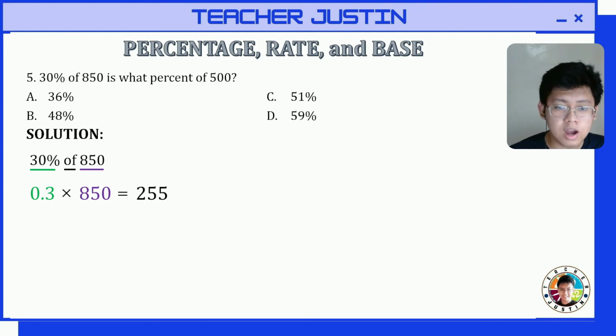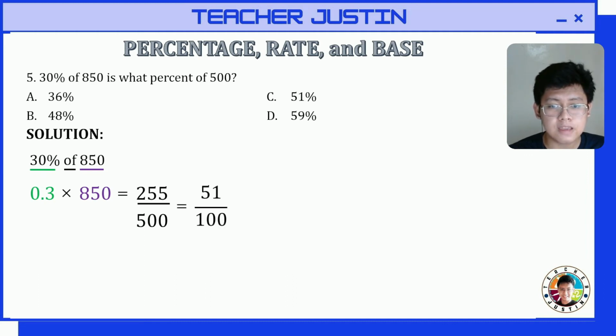Now, yung 255 na yan, ilang percent siya ni 500? So, ang gagawin lang natin is i-divide natin si 255 by 500 to get the percent. Now, 255 over 500, para mas madaling i-divide, i-simplify natin. So, they are both divisible by 5. So, divide natin sila by 5. Magiging 51 over 100. Now, let's divide 51 and 100. That will give us a decimal answer of 0.51.